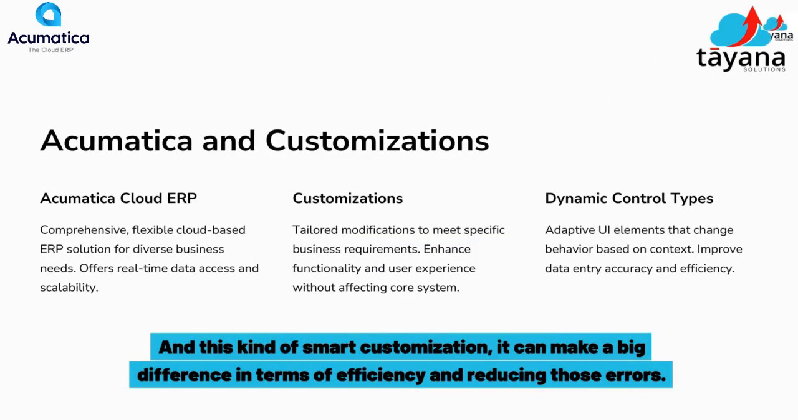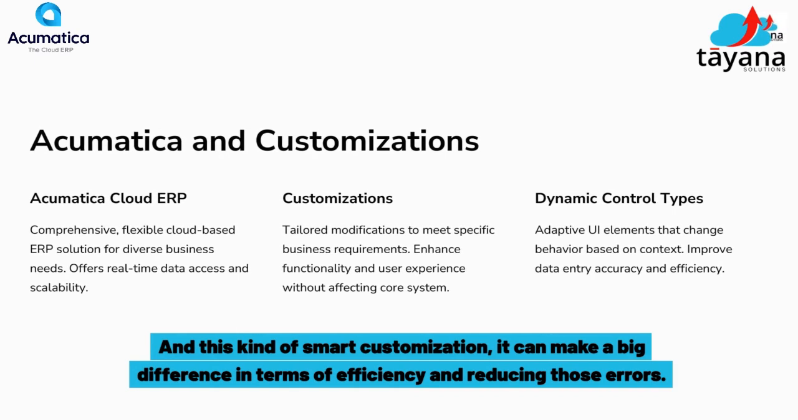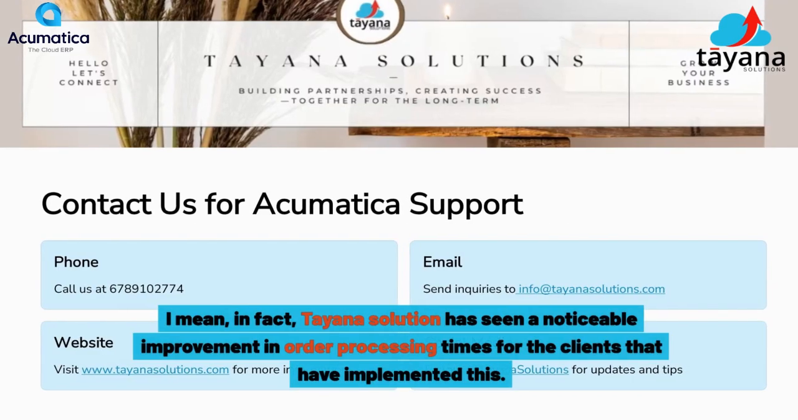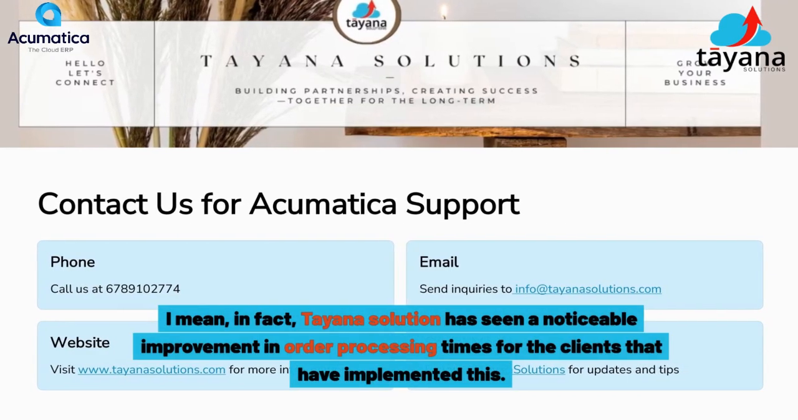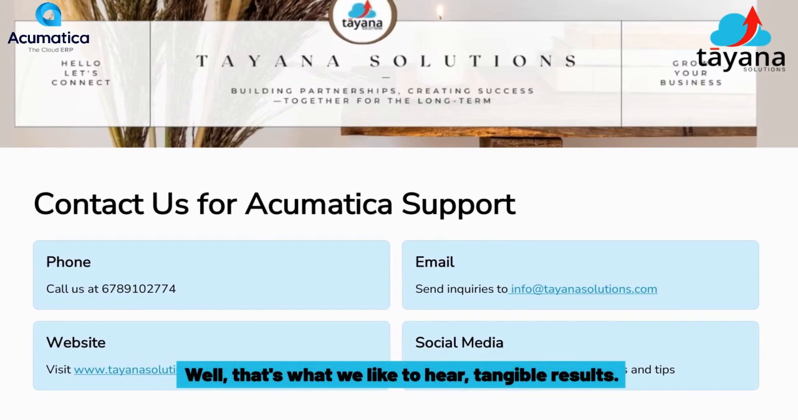Exactly. And with smart customization, it can make a big difference in terms of efficiency and reducing those errors. In fact, Tiana Solutions has seen a noticeable improvement in order processing times for the clients that have implemented this. Well, that's what we like to hear: tangible results.